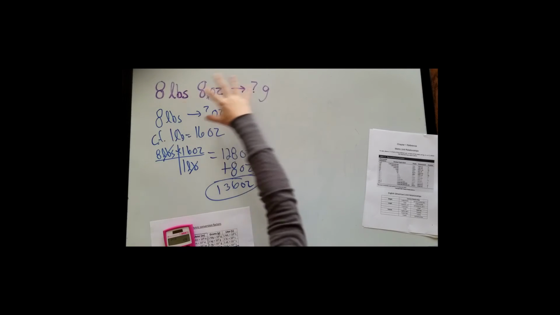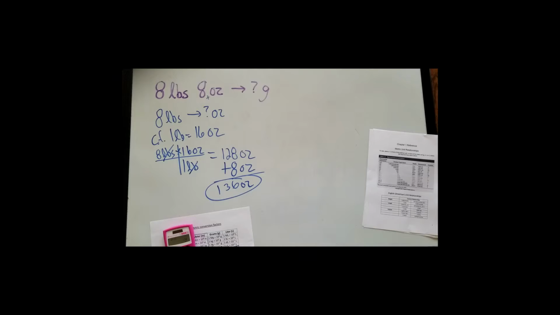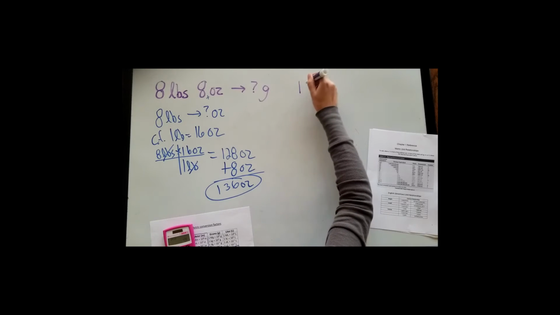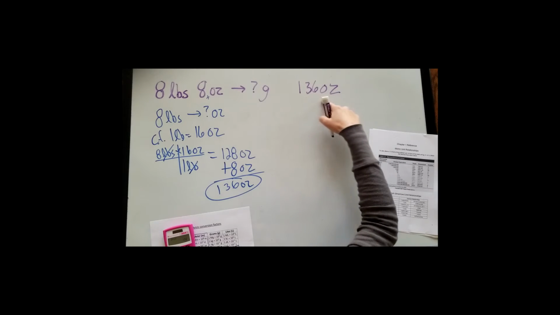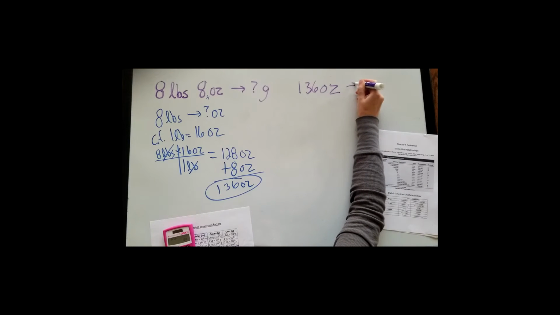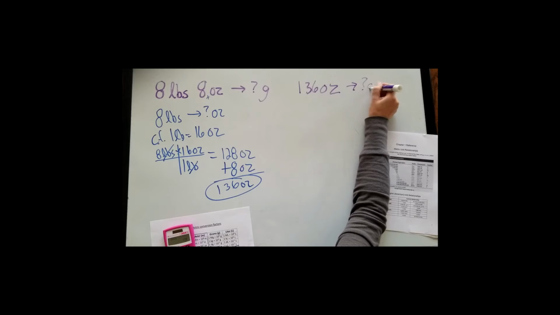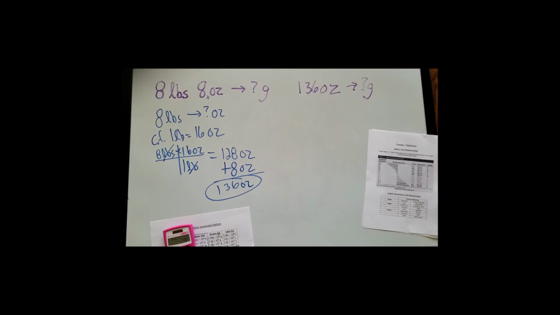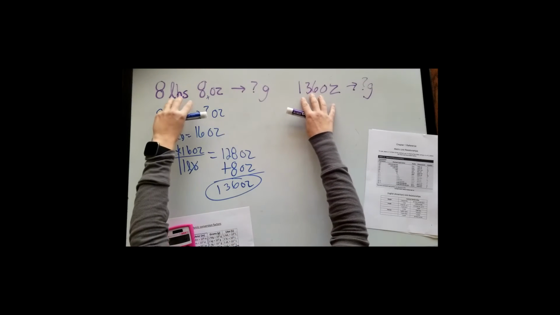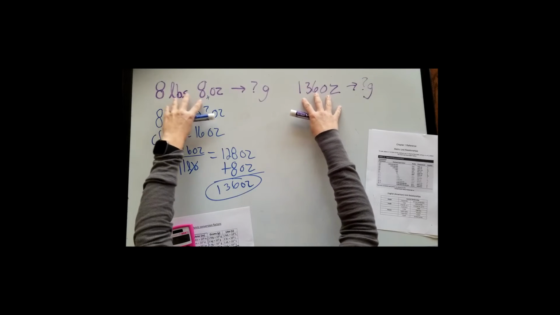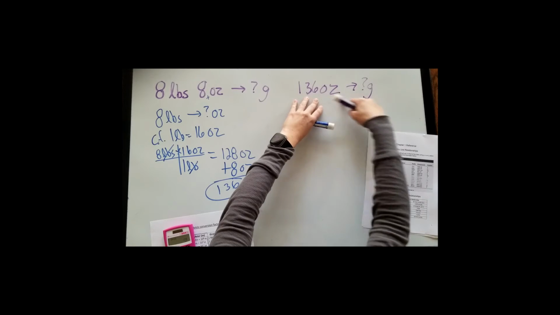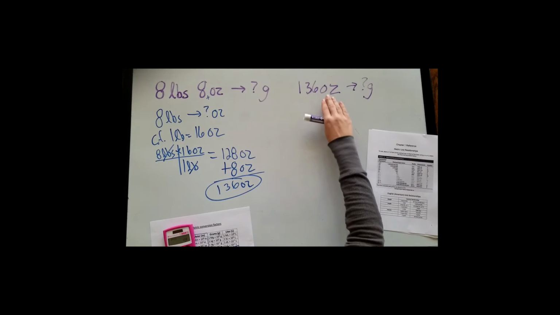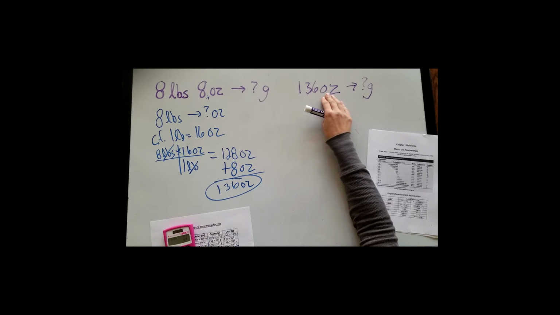So now this problem has changed, right? It is now 136 ounces, because I have it all in the same units, and I'm going to convert that to grams. I haven't actually changed the amount. These are the same masses, it's just I have it all in one unit now. So let's approach this problem. That's going to be a little bit easier, because now I just need to find a conversion factor going from ounces to grams.